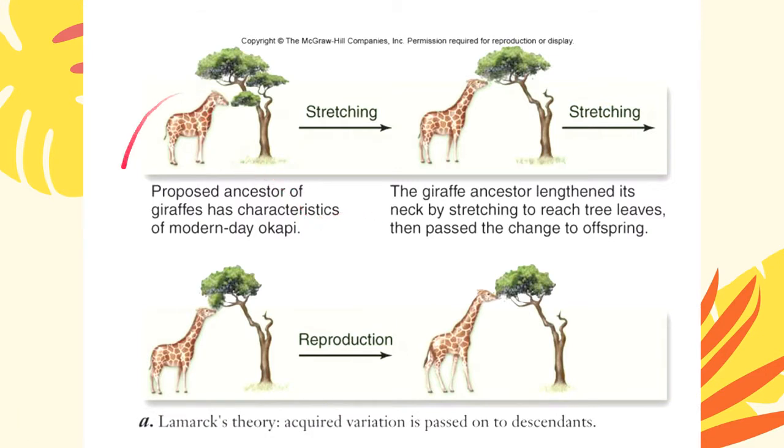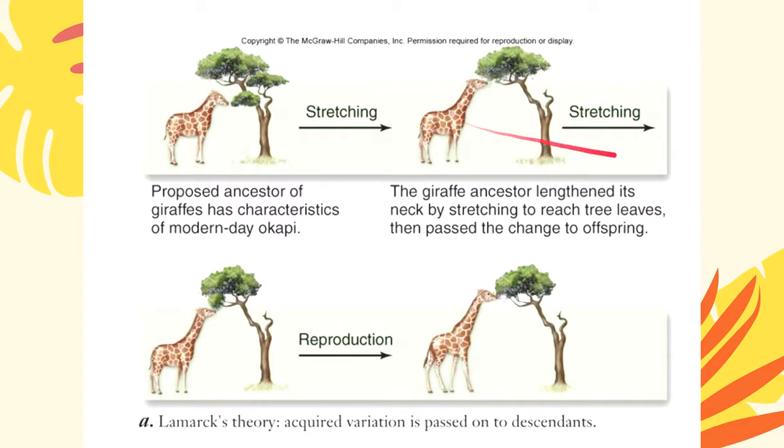The proposed ancestor of giraffes could actually look like the modern day okapi. Okay, they have shorter necks and all that. However, due to their effort to reach higher leaves up the branches of trees, they start to stretch and stretch their necks. So every time they manage to stretch their necks and they have offspring, their offspring will be born having longer necks than the ancestors.